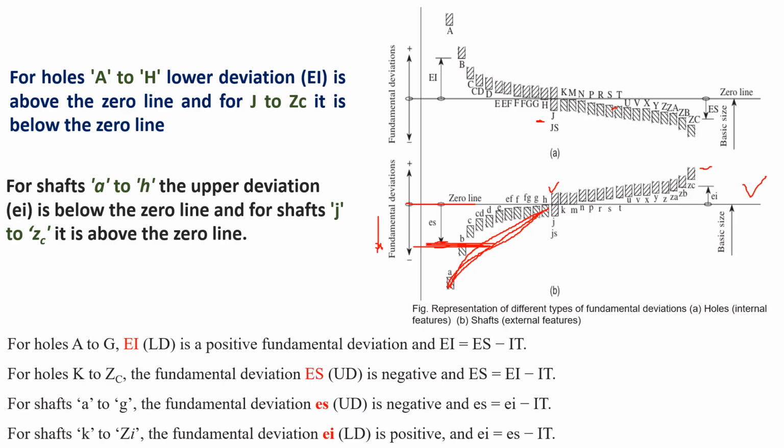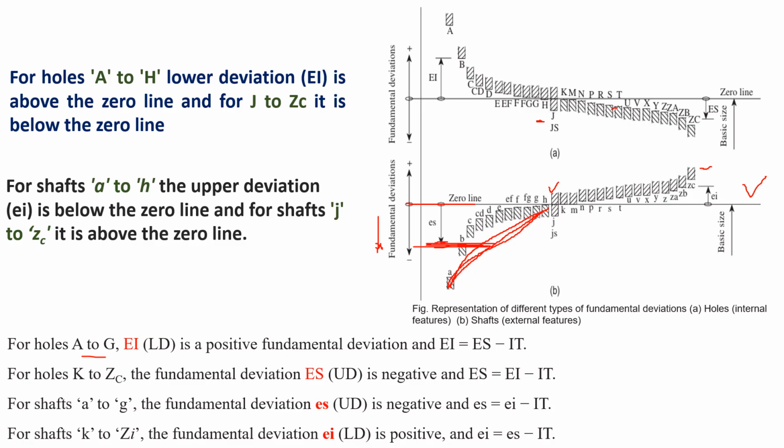And moreover, observe for the holes A to G, the lower deviation, that is EI, is a positive fundamental deviation, and its value is EI equal to ES minus IT. And for the holes capital K to ZC, the fundamental deviation ES, that is the upper deviation, is negative, and the relation is ES equal to EI minus IT.